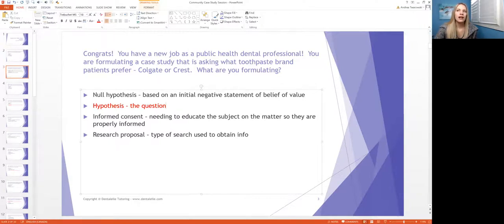And I took it a step further and I did explain the other answers for you too. So if you're looking at this thinking, okay, so what's a research proposal again? Well, I'm telling you guys right here. So that is the type of search used to obtain the info. So I do explain all of them here for you.